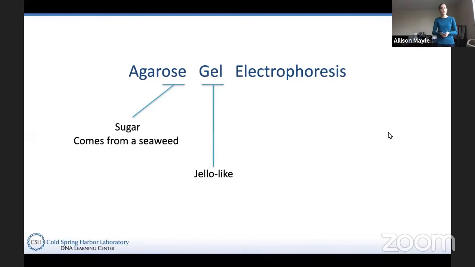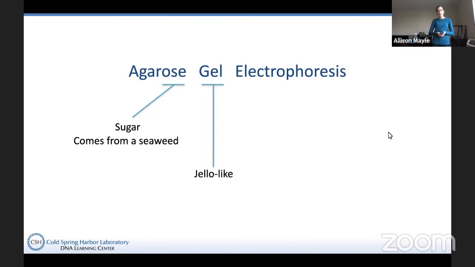And you can think of this gel as being kind of like Jell-O. I'm going to show you an example gel in just a minute. So it's not like hair gel. It's not super goopy. It's a little bit more solid than that. So we make a Jell-O-like gel out of our agarose sugar and some other chemical buffers just to make sure everything stays exactly how we want it. We're going to use this gel for a technique called electrophoresis.